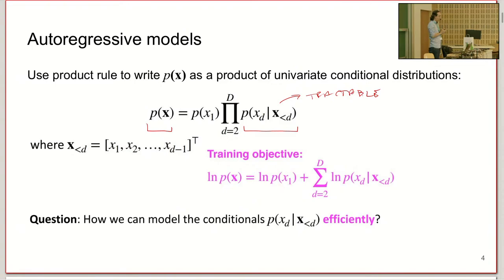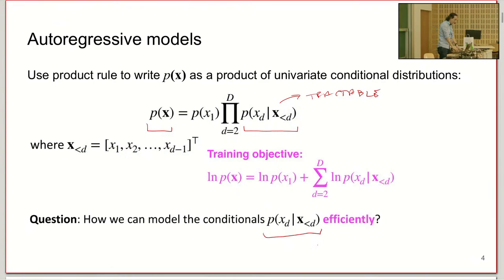And the key thing is that now you have a closed form expression for the probability given by your model to the data, and you could do maximum likelihood learning and many other things. The key thing is how to model these conditionals. And there are many ways to do this.